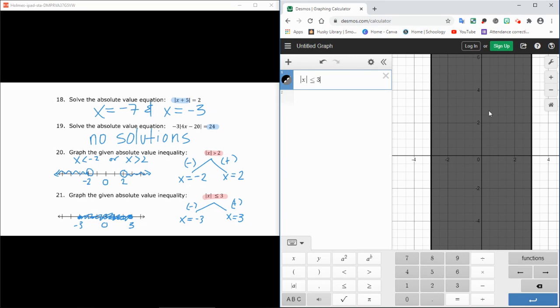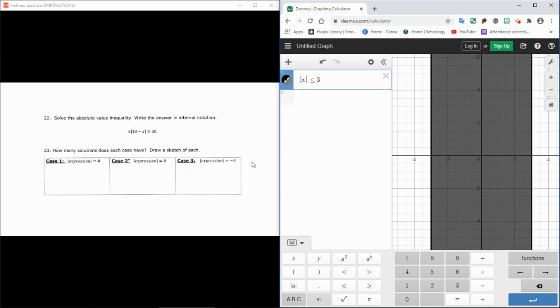Notice how now the answer, the shaded region, is between -3 and 3, just like in our graph right here. So you can really do all of these on Desmos if you know how to read Desmos. When it's all solid line, it's a closed dot. When it's a dotted line, it's an open circle, that kind of thing. Let's try our next example.